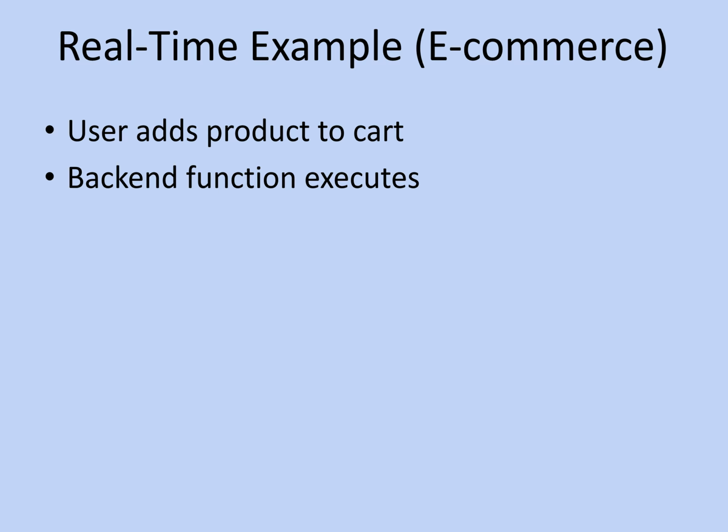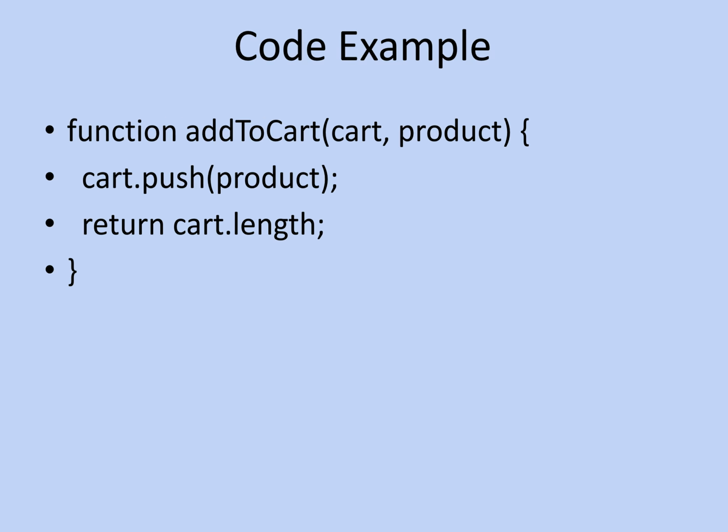And let's take an example of an e-commerce website or an app, where we have add to cart functionality. When we click on the add to cart button, there is a function that is executed in the backend, and what it does is add the product to the cart and check the length of the cart.